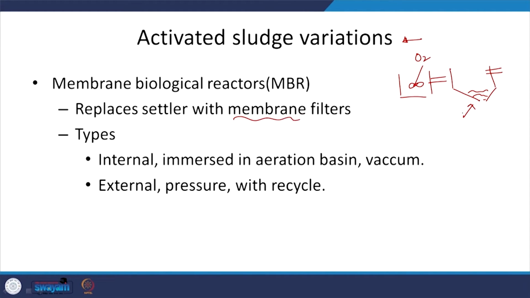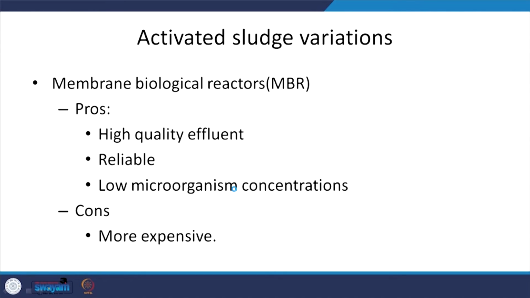So you have different types: internal, immersed in the aeration basin, vacuum, depending on whether we are applying pressure or it is by gravity and such, right. Let's see what we have. So why do we want it first? Obviously because the quality of the effluent is high.